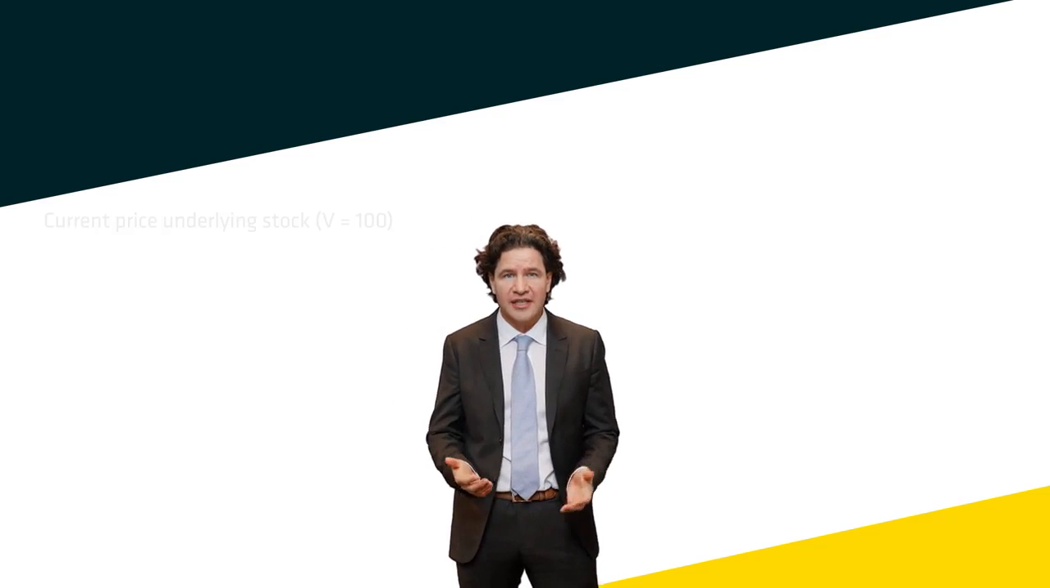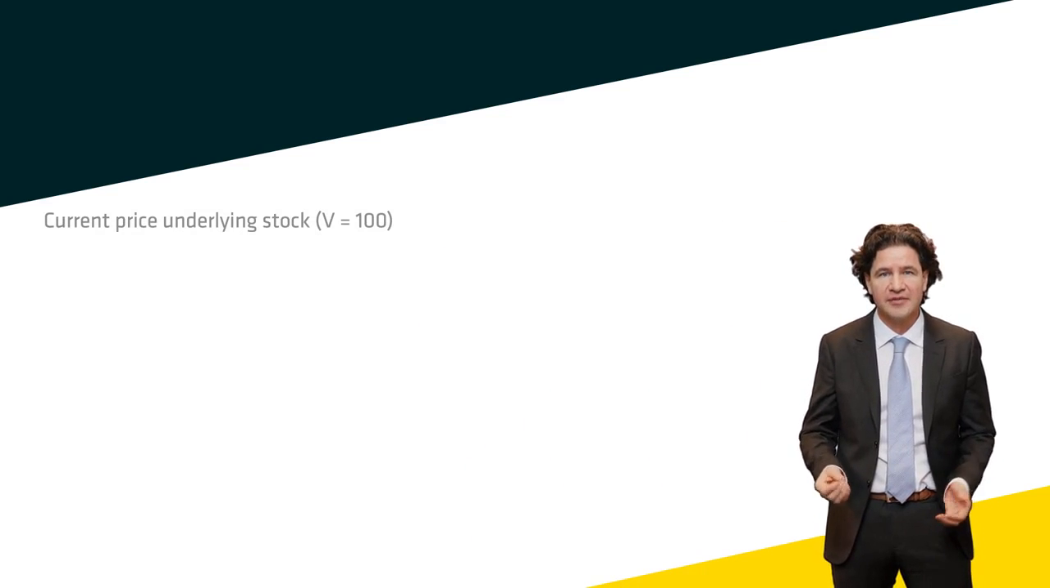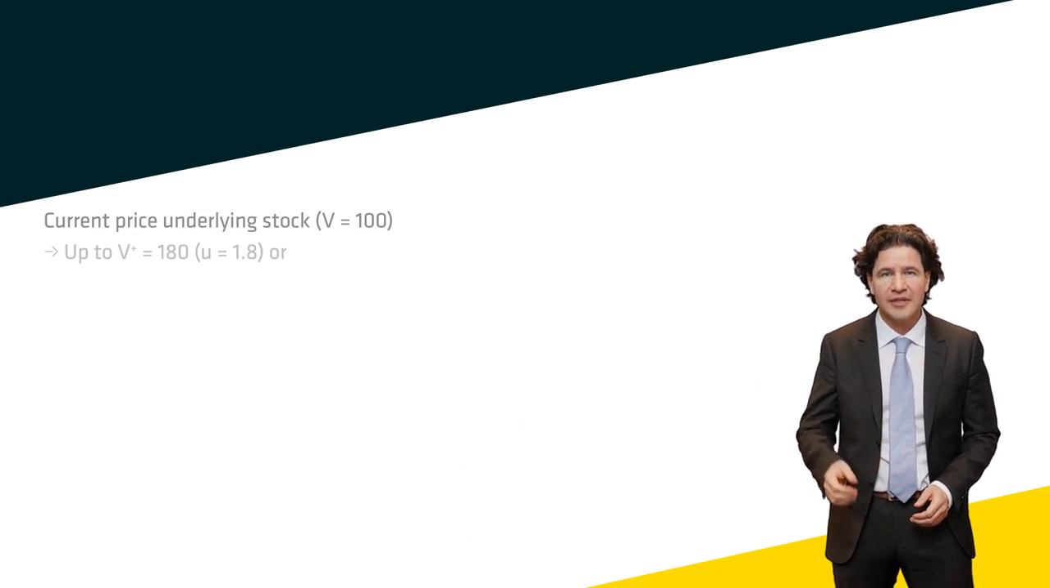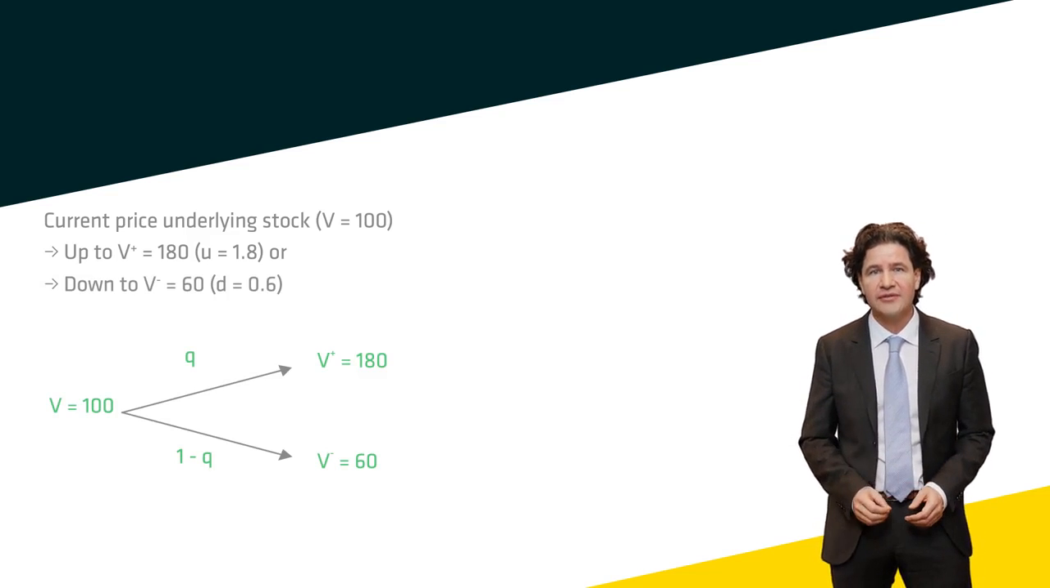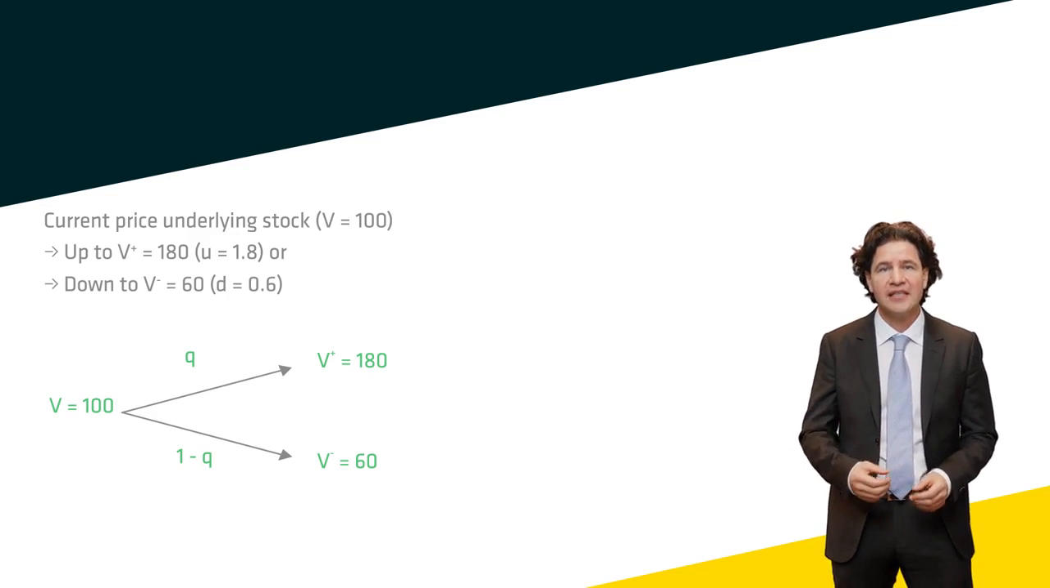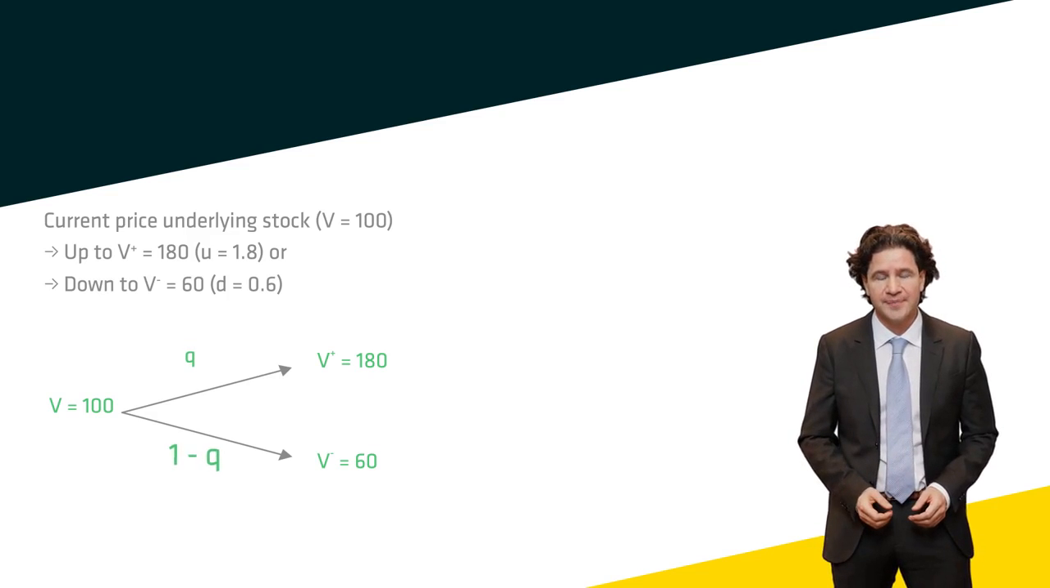Suppose that the price of an underlying stock, currently valued at V is 100, will move up or down. So it can move up to 180 with the multiplicative up factor of 1.8, or down to 60 with the multiplicative down factor of 0.6. The probabilities are Q and 1 minus Q.